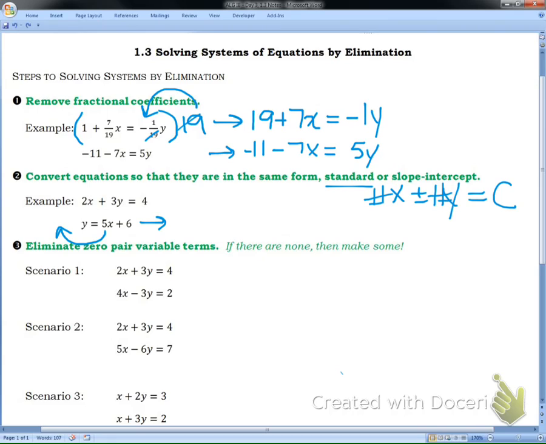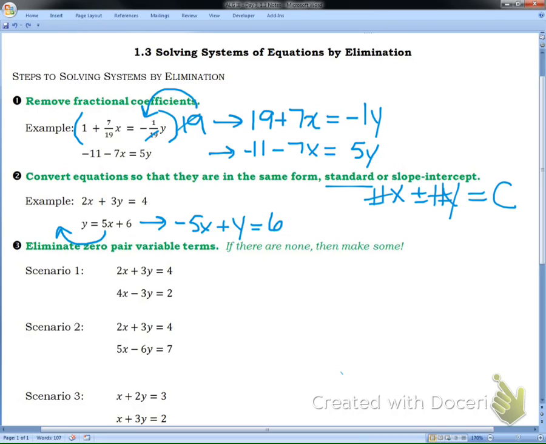We have to move that x term to the other side of the equation. So what do you need to remember to do? If you change the side of the equation, you have to change the sign. Sign being positive or negative. So you would write negative 5x plus y is equal to 6.